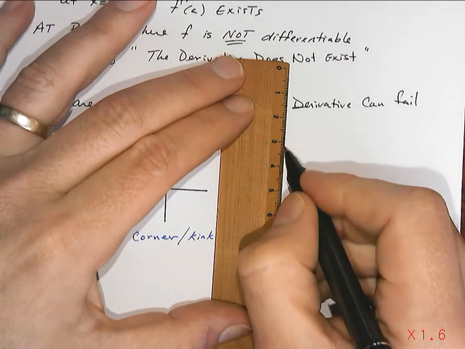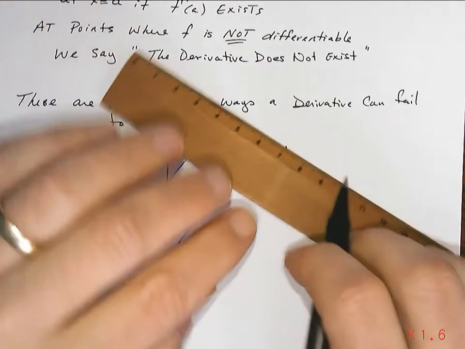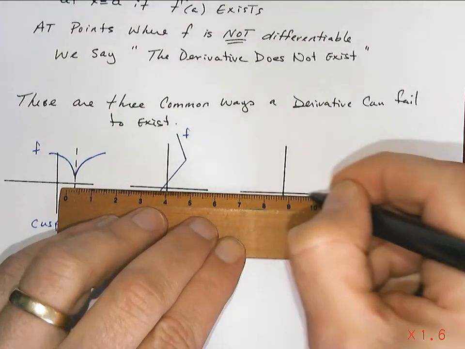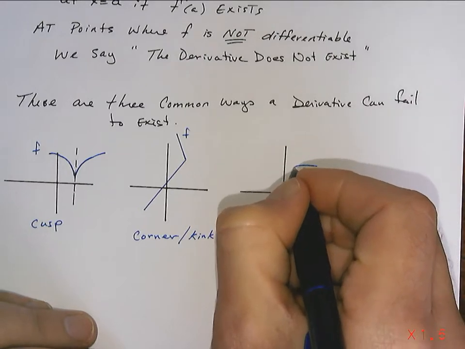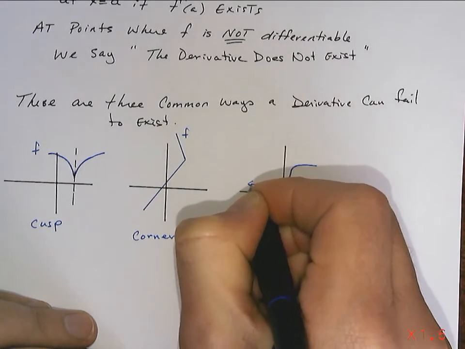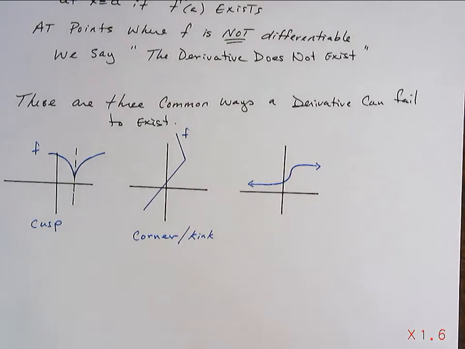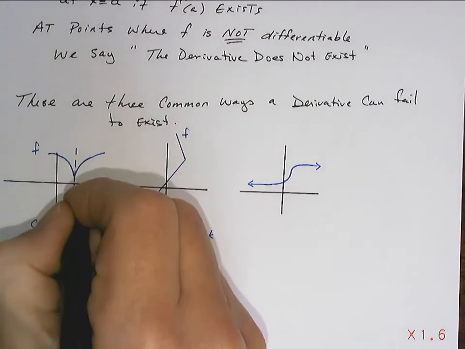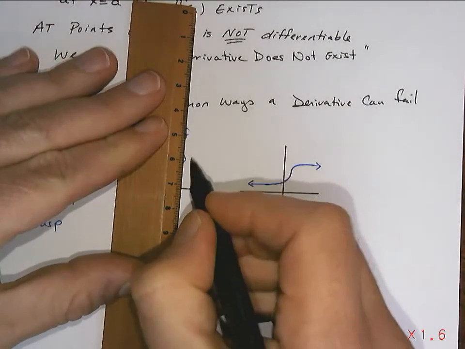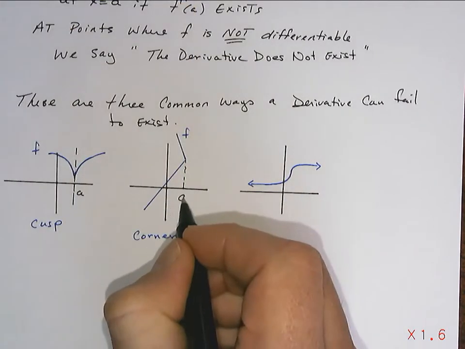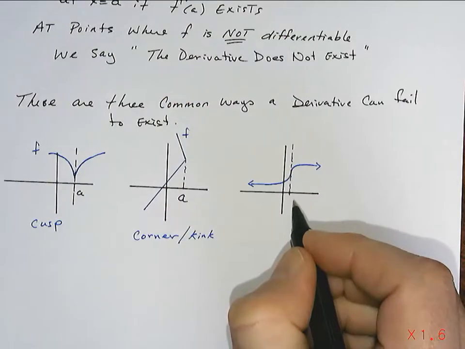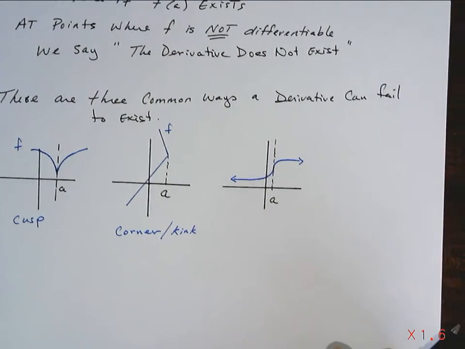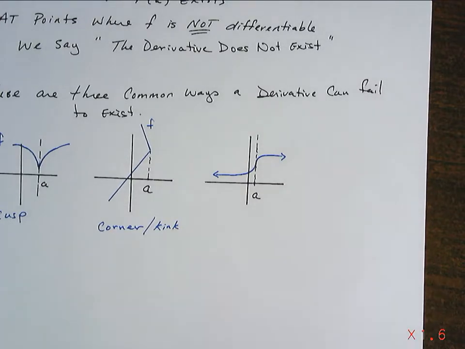Another example of how a function could fail might be this. So all of these, I'm looking at a point here, a. I'm looking at a point here at x equals a. And that one's called a vertical tangent.